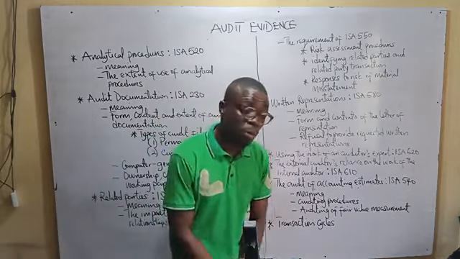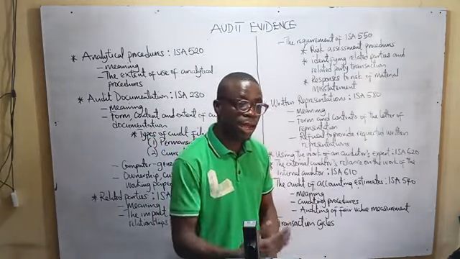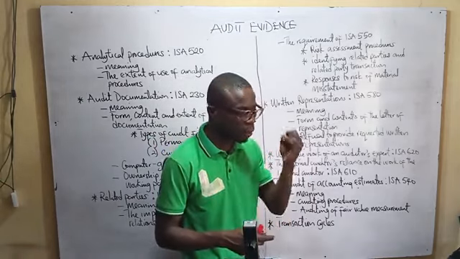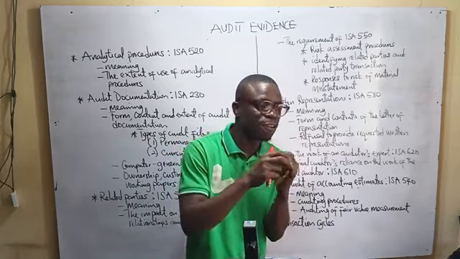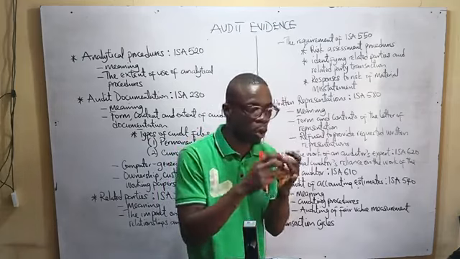Because an organization may say there is a related party transaction, and that related party transaction may be caused by what? That transaction may be affected by error or by fraud. Look at it now.